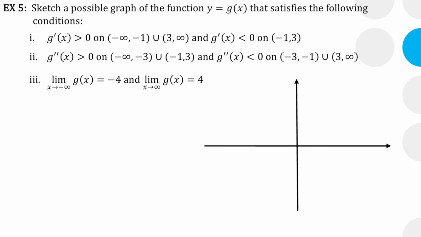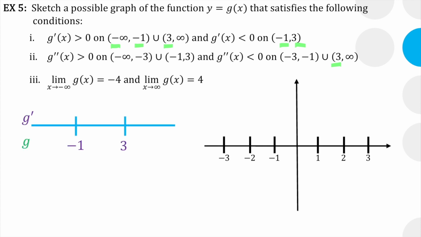This looks scary. Sketch a possible graph of the function g of x that satisfies the following conditions. All right, now we're looking at some g prime conditions, some g double prime conditions, and then some conditions on the graph itself. So let's start by looking at some of our important numbers. We've got negative infinity, -3, -1, 3, go up to infinity. So let's just give ourselves some fence posts here to work with.